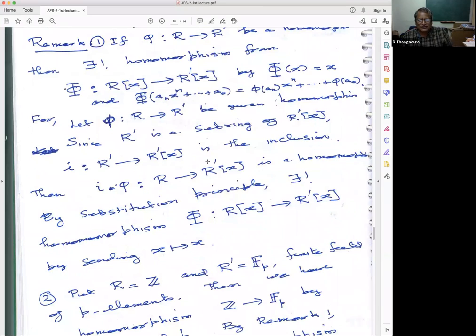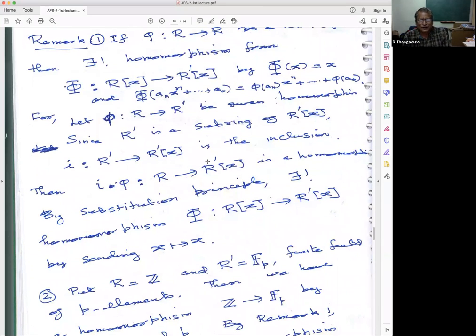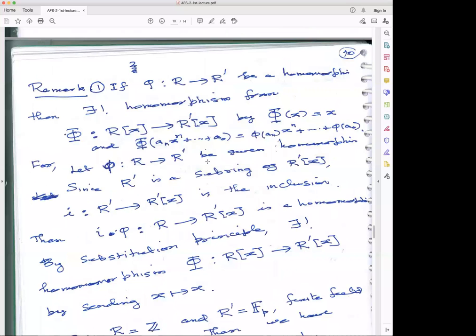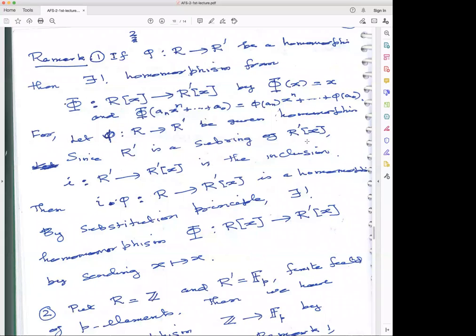So we will apply the substitution property correctly. What is given is just a ring homomorphism from R to R', that is little phi. Since R' is a subring of the polynomial ring R'[x], we have an inclusion map. The inclusion map is another ring homomorphism.